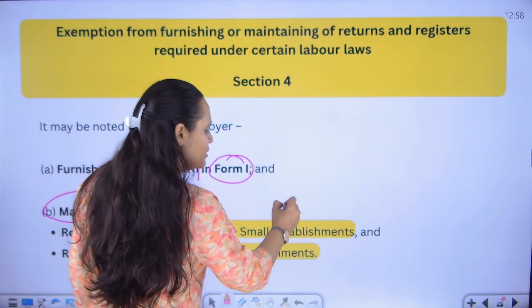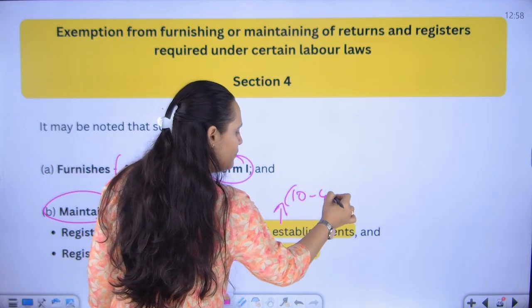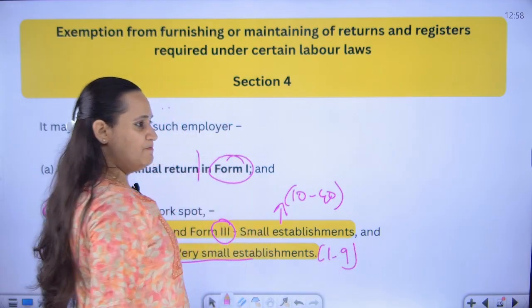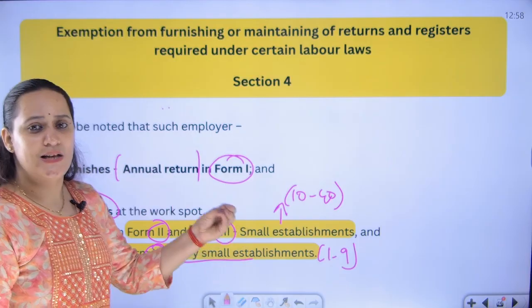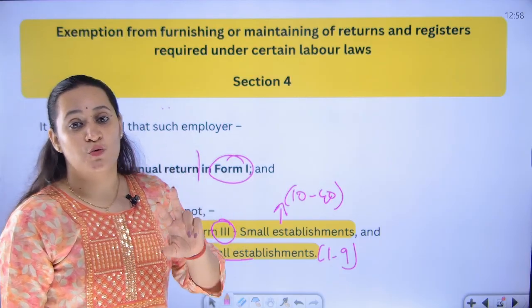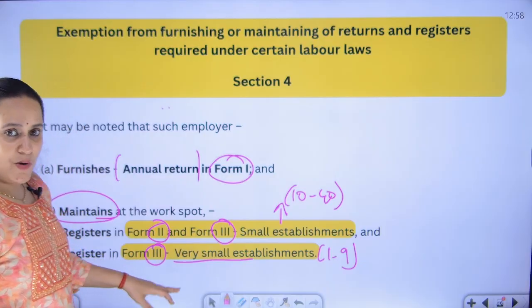So small establishment is people between 10 to 40 workmen. In very small establishment, it is 1 to 9 workmen. So if you are a very small establishment, you also don't have to follow maintenance of two registers. You just have to maintain 1 register.